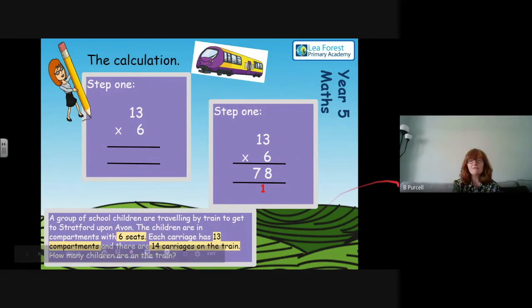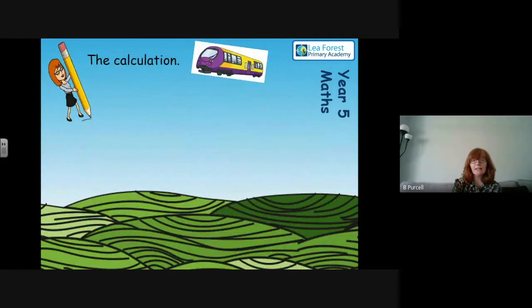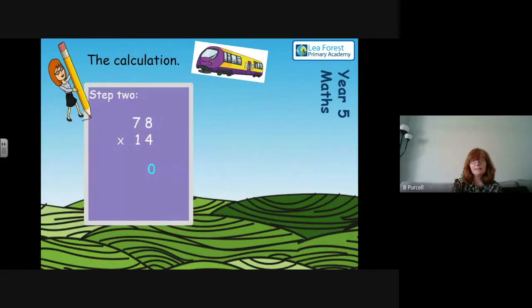So I've got 78 that I need to do something with, and I now have to multiply 78 by 14. I've got 78 seats in each carriage, so now I need to know how many children are on the train in those carriages. My step 2 calculation should be, and hopefully I won't press too many times and give you the answer this time, this is my calculation.